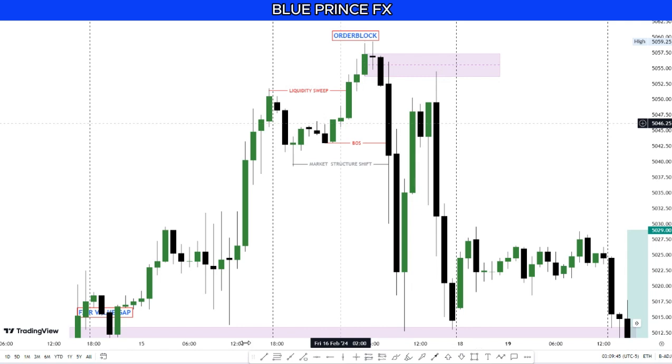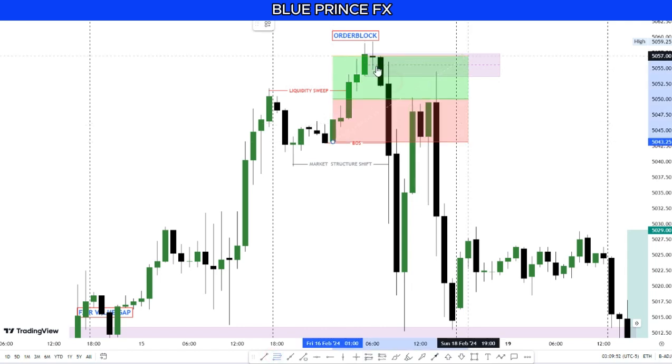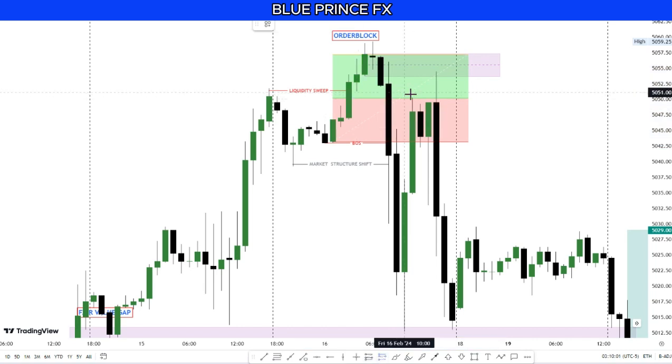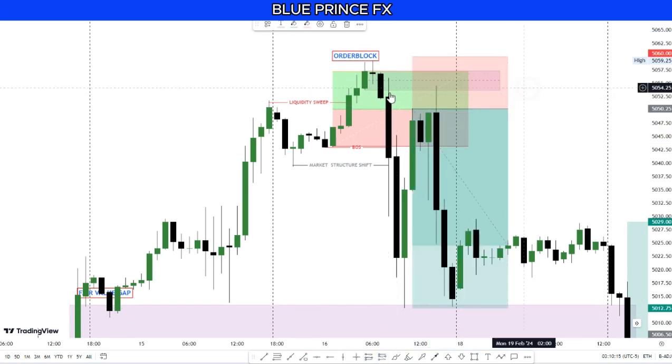What does that mean? You take out your fib again, put it here, put it here. Then this is an entire order block. How do you trade it? You get your entry at the 50% of it. So your entry will be something like this, at the 50% here.